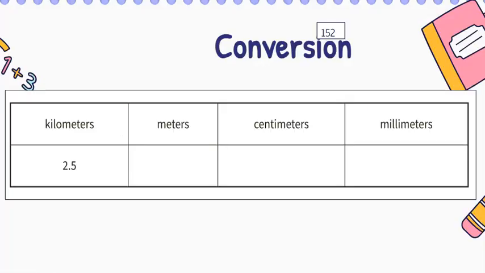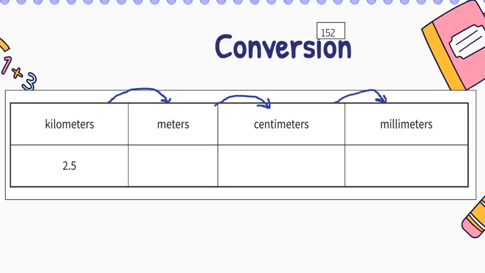Okay, so we have our next problem here, which is a conversion table. And in this conversion table, we are going to be moving through different units. So we have kilometers, meters, centimeters, and millimeters. The first thing that we need to remember is that we are going to be converting from kilometers to meters. Then we'll be converting from our meters to centimeters. Then we'll be converting from our centimeters to millimeters.